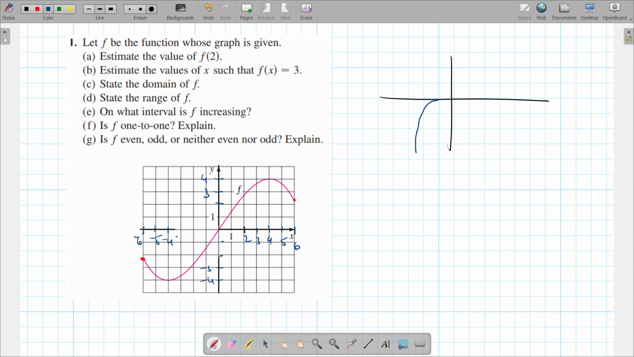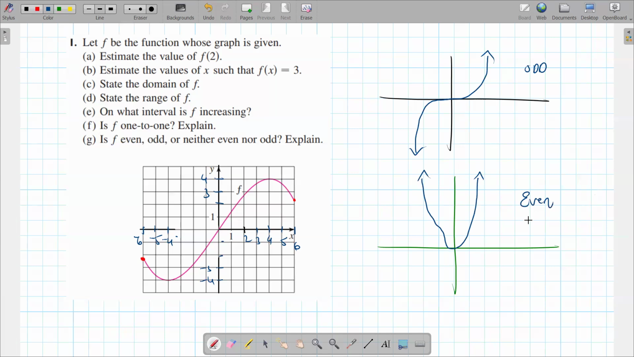This is an example of an odd function. An even function is something like this, where it is symmetrical. So for an even function, whatever you have to the left of the origin, you have the exact same thing to the right of the origin. An odd function is whatever you have in quadrant 1, you have in quadrant 3, or vice versa. You could also have something like quadrant 2 and 4.